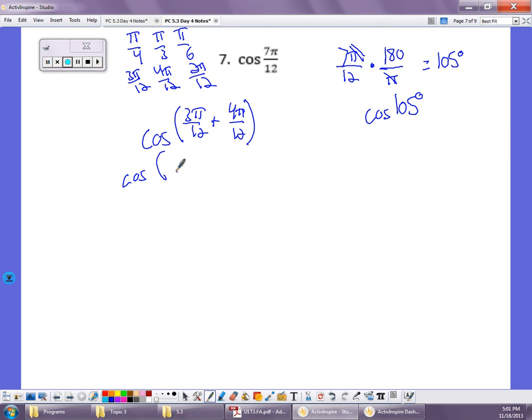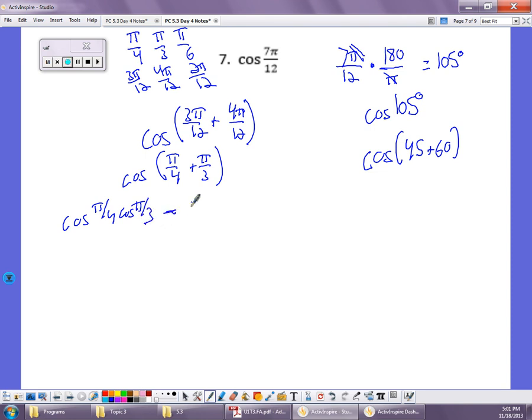So that's really that. We can simplify that to pi over 4 plus pi over 3, and then plug it in the formula. And if you use cosine 45, you probably would have ended up using 45 and 60, which are the exact same as these radians. So again, I'm just going to plug it into my formula. Cosine pi over 4 cosine pi over 3 minus sine pi over 4 sine pi over 3. And then we're just solving.